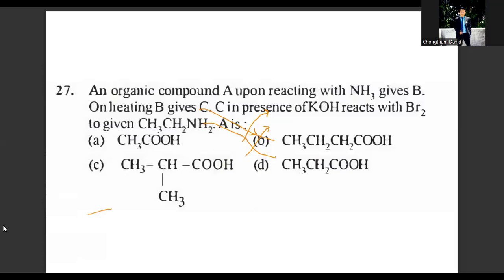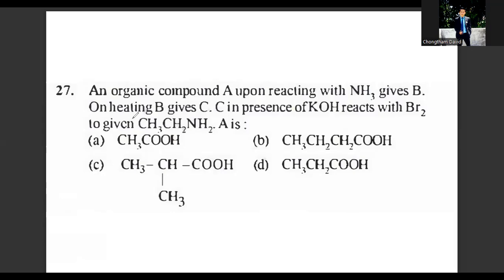Now let's see question number 27. I hope you are all keeping up with me. We are about to finish. We'll be solving 45 questions. Okay. An organic compound A upon reacting with ammonia gives B, on heating B gives C, and C in the presence of potassium hydroxide reacts with bromine to give ethanamine. See, all amines will have a fishy smell. They are not pleasing in smell. So since bromine comes up, since potassium hydroxide comes up, you should know this is a name reaction called the Hoffmann bromamide reaction. Now, the formation of ethanamine is possible only from compounds like amides.